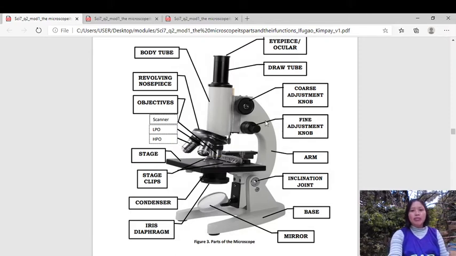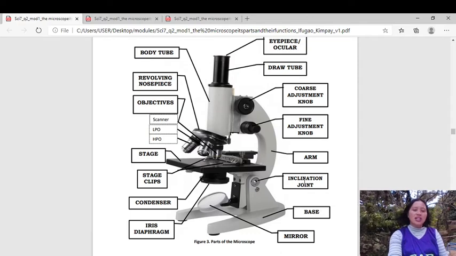Now for the arm, this is curve shaped and it is used as a support. It is where you grasp the microscope when you transfer it. The arm connects the body tube to the other parts of the microscope, or to the base.